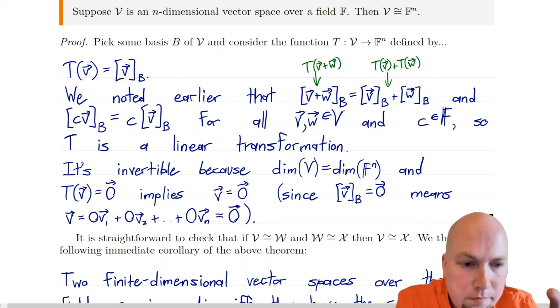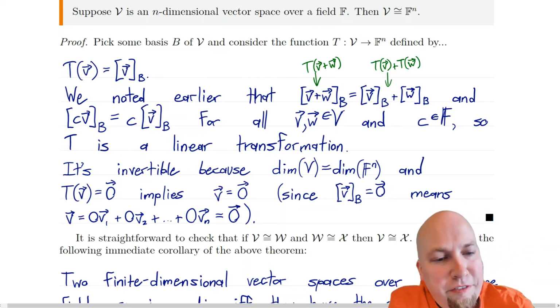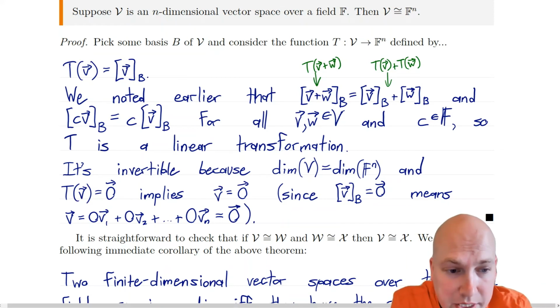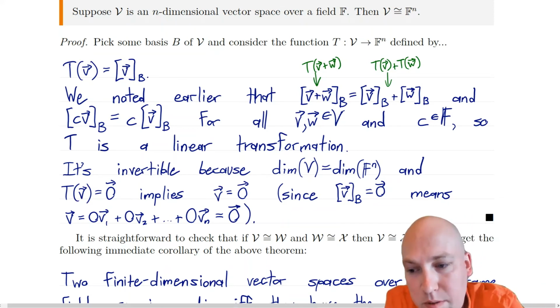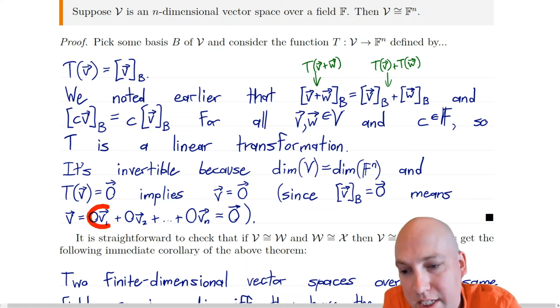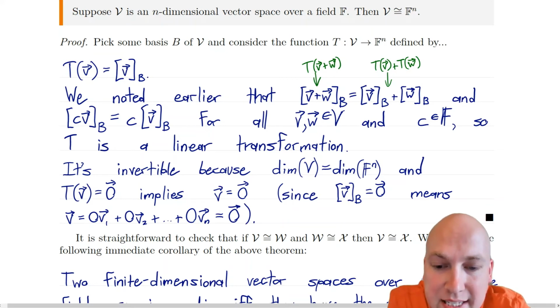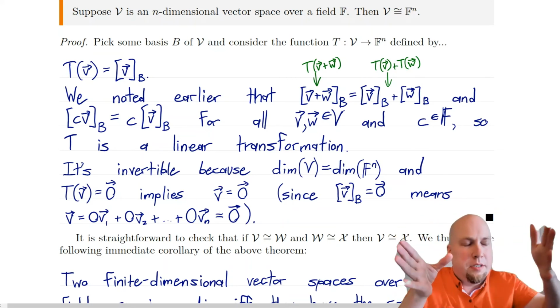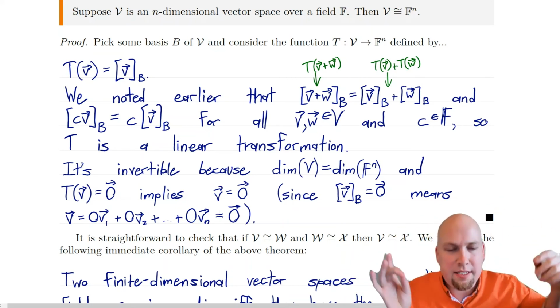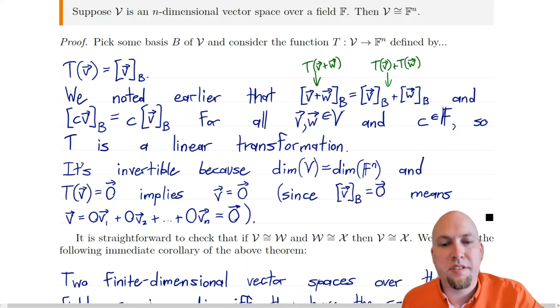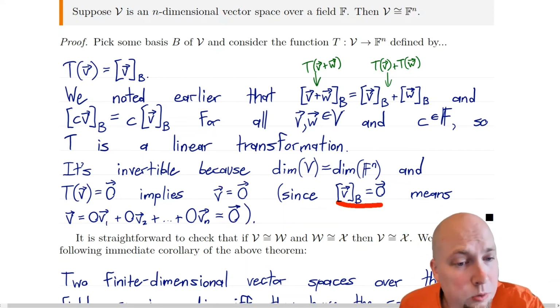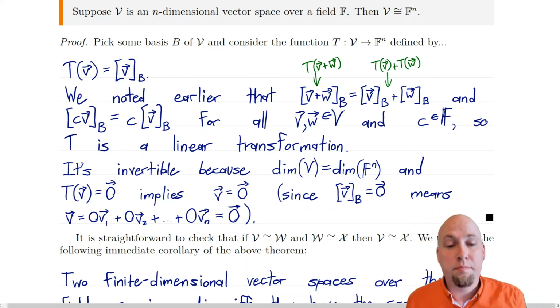How do I do that? Well, you just do it straight from the definition. V of B equals 0. Well, that just means every coefficient in the linear combination where you represent V as a linear combination of the members of B, every coefficient equals 0. So in other words, the vector V equals 0 times the first basis vector plus 0 times the second basis vector and so on up to 0 times the nth basis vector. But if you just have 0 times something plus 0 times something and so on all the way to the end of the sum, then that entire sum just equals the 0 vector. So yeah, if the coordinate vector equals 0, then the vector itself must equal 0.